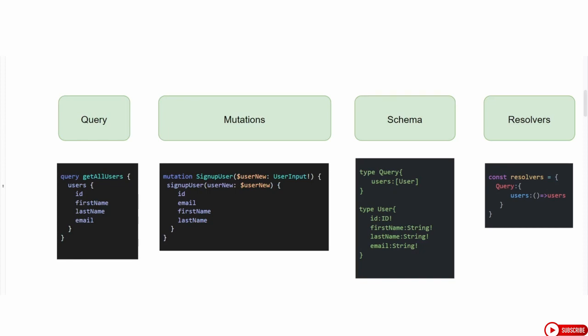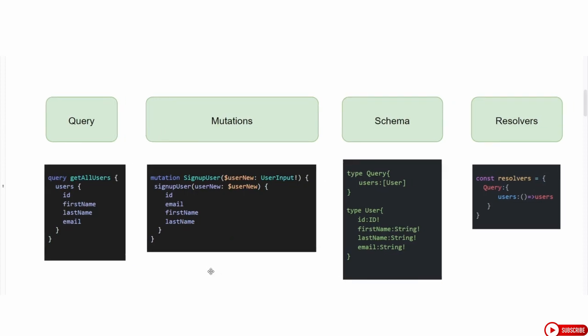So here, for example, I have queried this users, and here I want the ID, first name, last name, and email of all the users. So this is the typical syntax for your query. Now don't worry, we will be learning about the syntax in upcoming videos, but for now I want to give an idea of how it looks, so that you can have a little confidence before you start writing the code. That was about query.